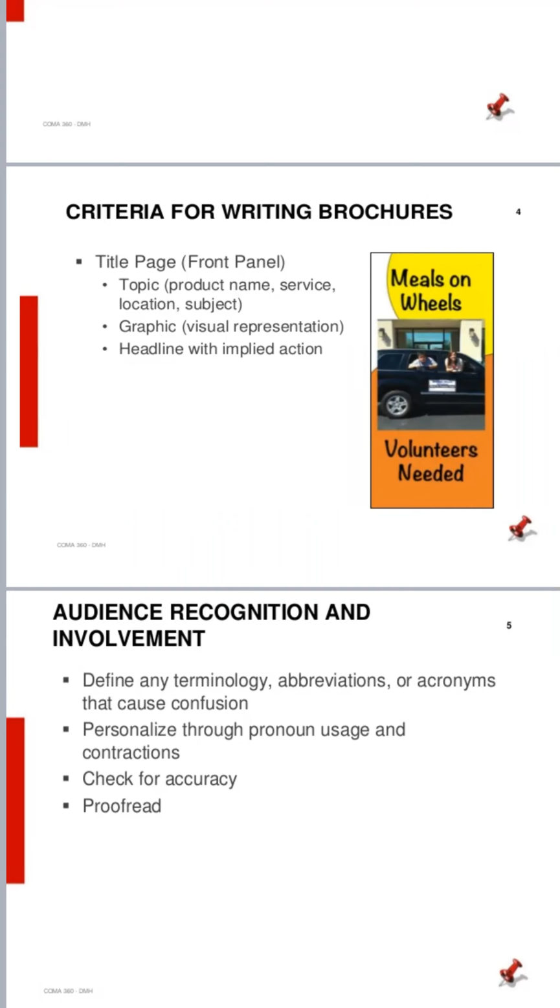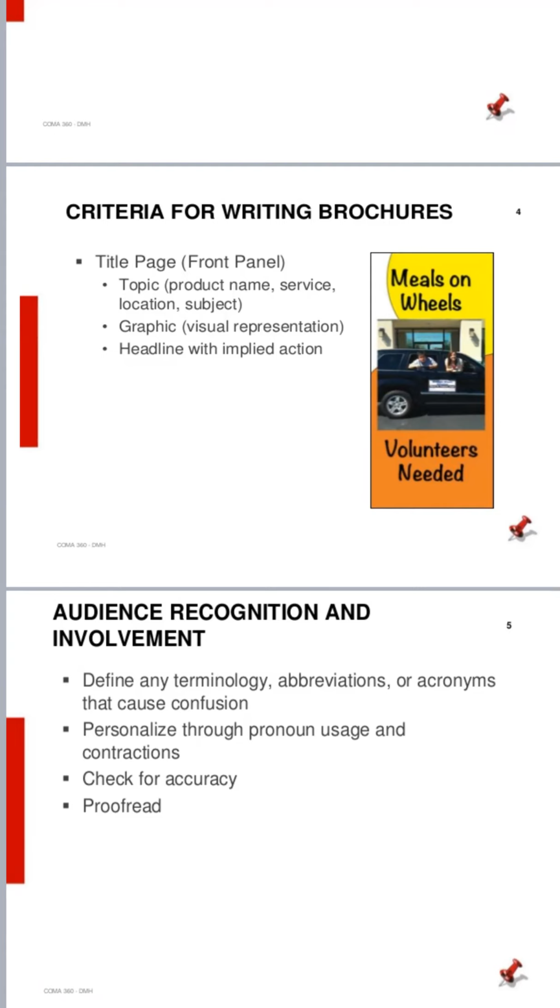Then criteria. If we say there are some criteria we need to set for writing a brochure, which is not introduced to one person but to a majority of people, on a public level, we need to set some criteria for it. So the first page is the title page, the front page. It is going to have the topic. In the topic you write down the product name, the services you are providing with the product, the location where it is, and the subject of what you will do through that product.